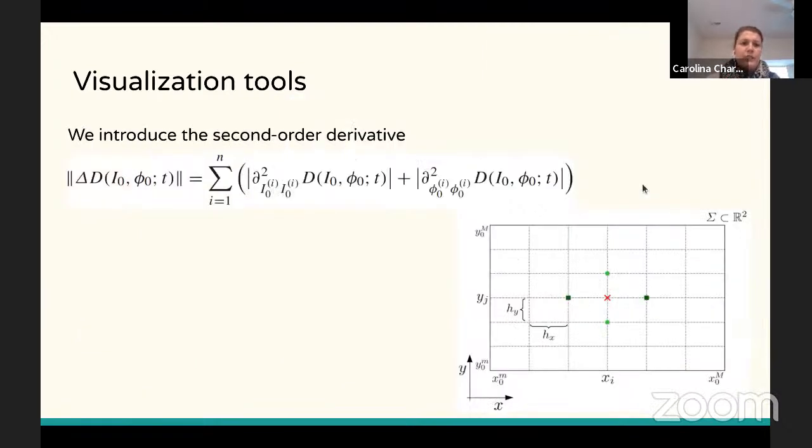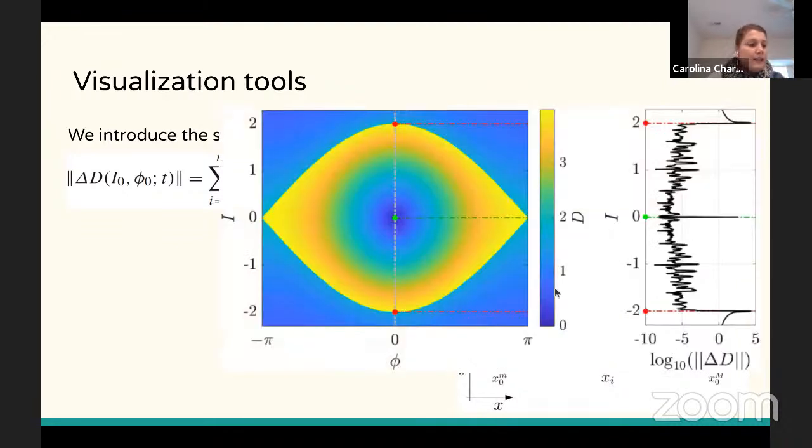So what we did was to introduce the second-order derivative of this D metric, given by this quantity right here, and we computed the derivatives using central differences. In our grid, we will compute this value here, for example, in a red cross, by having the values of the points on the side and the points on top and in the bottom. Now if we plot a heat map of our diameter, and we once again compute the landscape of now the second derivative, we get something like this.